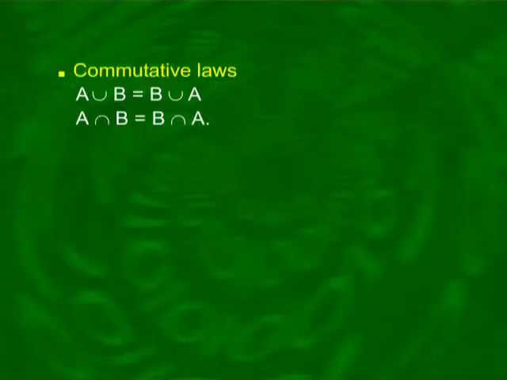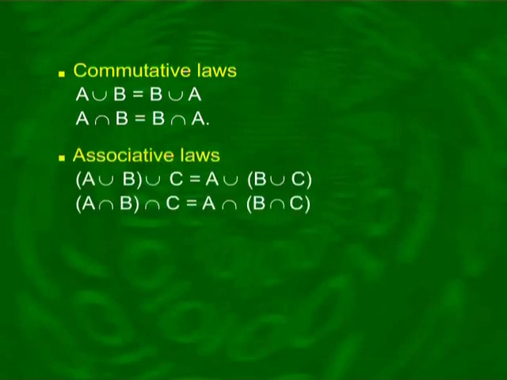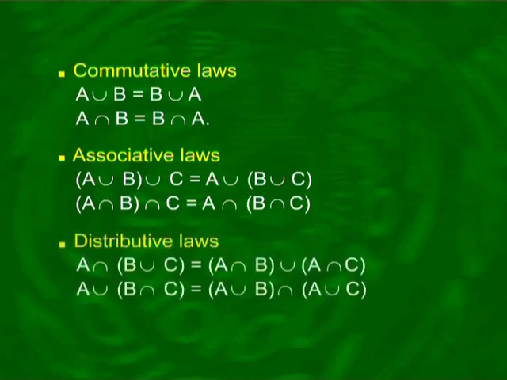The next law is the associative law, and it states that A union (B union C) is the same thing as (A union B) union C. And similarly for intersection. The distributive law is given by A intersection (B union C) is equal to (A intersection B) union (A intersection C). Also, A union (B intersection C) is equal to (A union B) intersection (A union C).